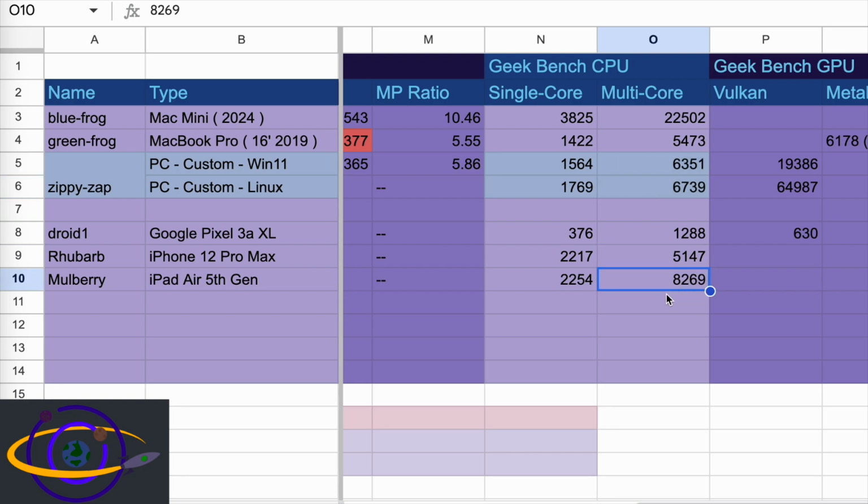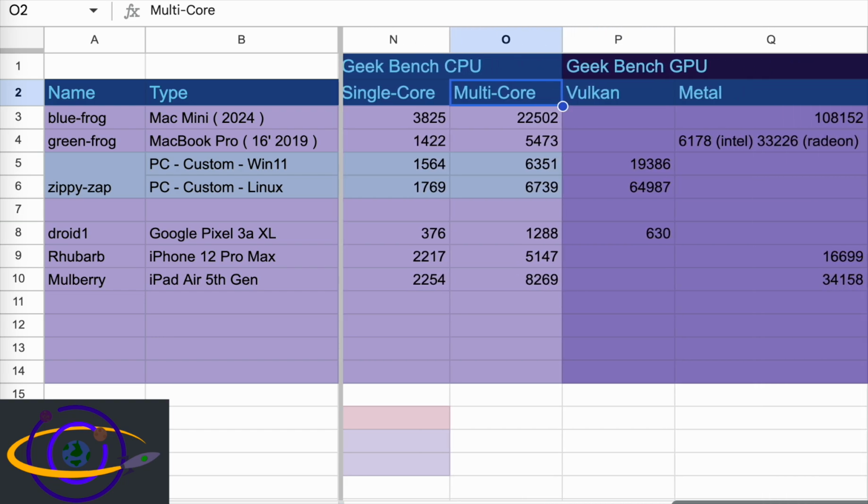But while the iPhone is not beating these, the M1 processor on the iPad Air is beating out all of these i7s, and the only one it is not beating is the Mac Mini with the M4 Pro. So this is the Geekbench CPU single core and multi-core performance test benchmarks.